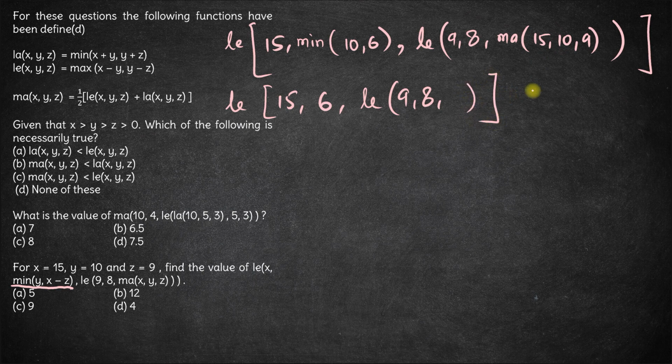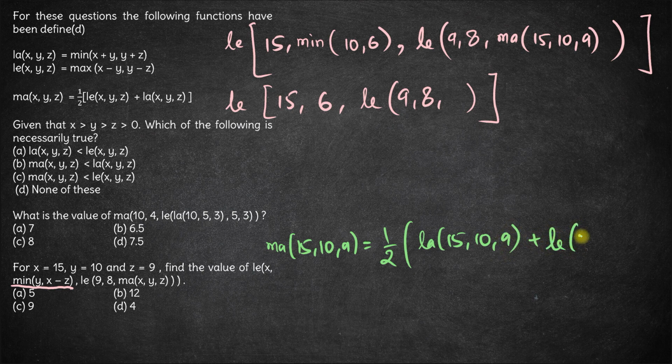Okay. Now let's simplify this MA first of all. MA of 15, 10, 9 is effectively half of LA of 15, 10 and 9 plus LE of 15, 10 and 9. Okay. So half of, now LA is the minimum of X plus Y, 25, and Y plus Z, 19.